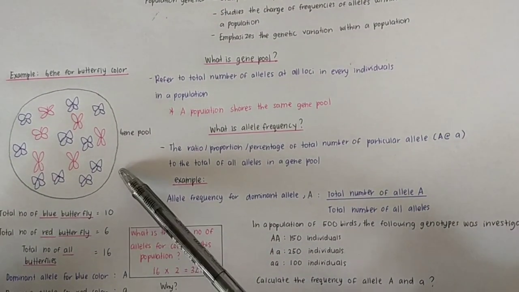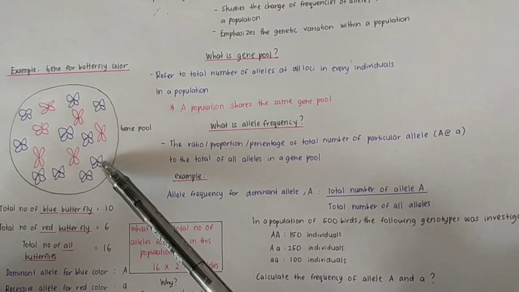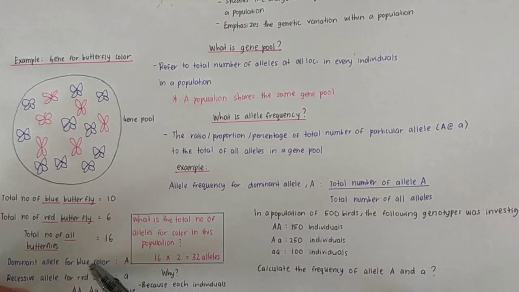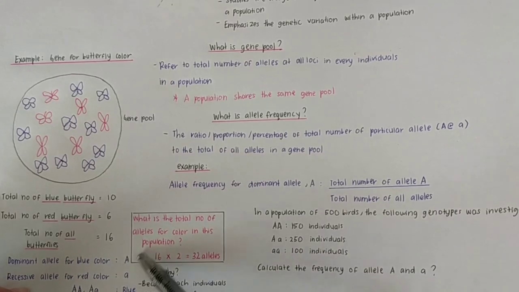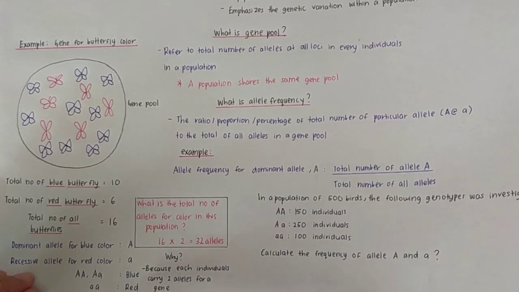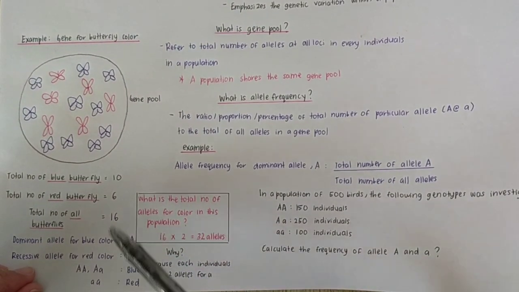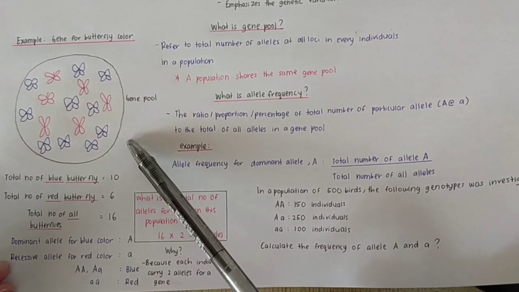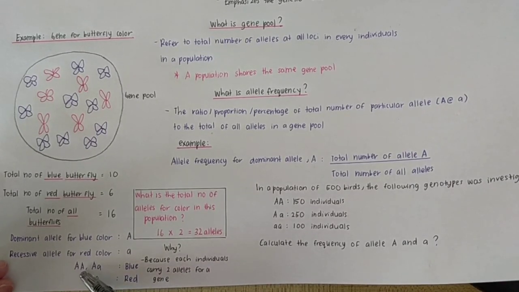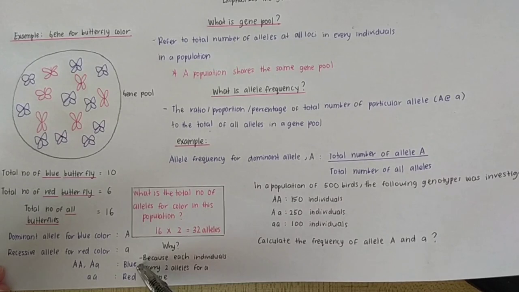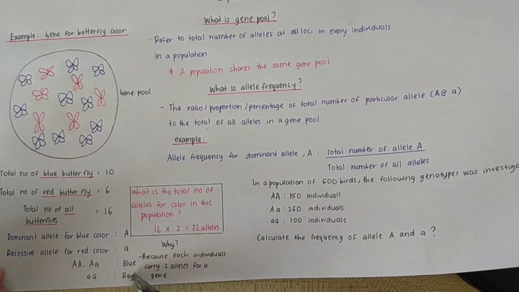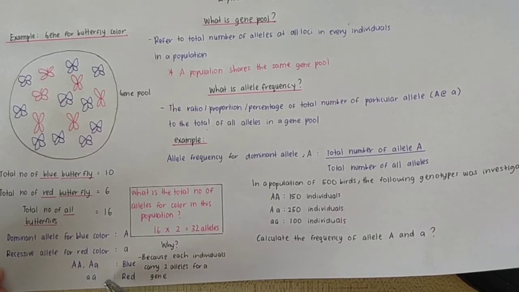And if you look at the color of the butterfly, the blue color is the dominant phenotype, while the red color is the recessive phenotype. So the dominant allele for blue color is represented by, for the example, capital A, while the recessive allele for the red color is represented by small a. So kalau kita tengok dekat sini, if the phenotype of the butterfly is blue color, its genotype will be either homozygous dominant or heterozygous, sebab blue color ni adalah dominant phenotype. If the butterfly is red color, its genotype is homozygous recessive.